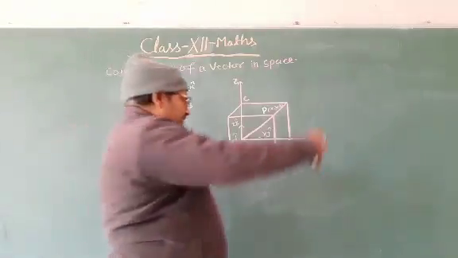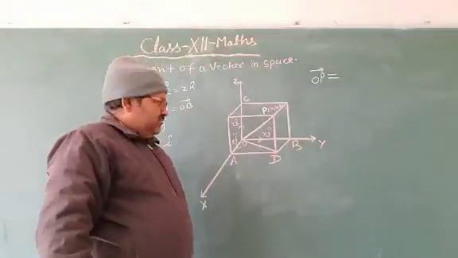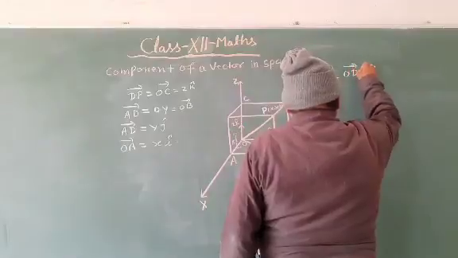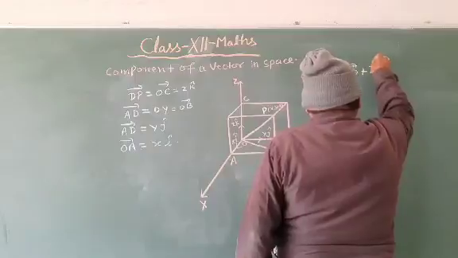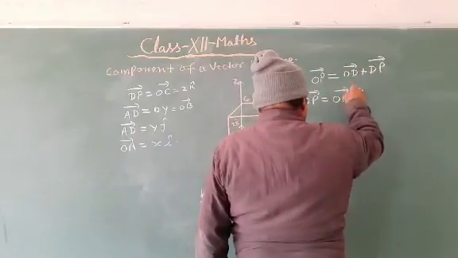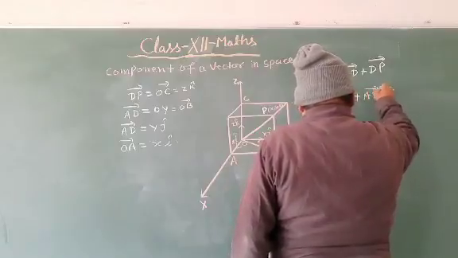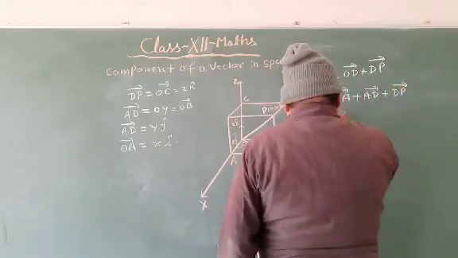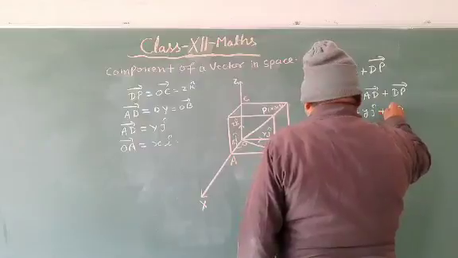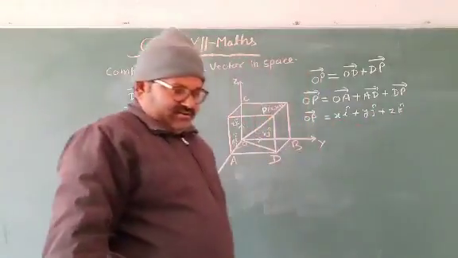So vector OP is equal to vector OD plus vector DP, and vector OP is equal to vector OA plus vector AD plus vector DP, where vector OA is x i cap, vector AD is y j cap, and vector DP is z k cap. This is the vector OP.